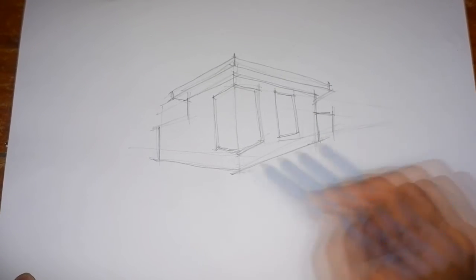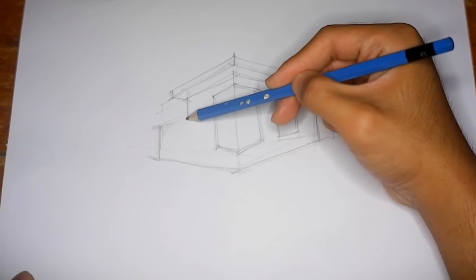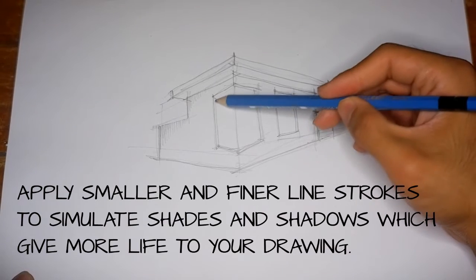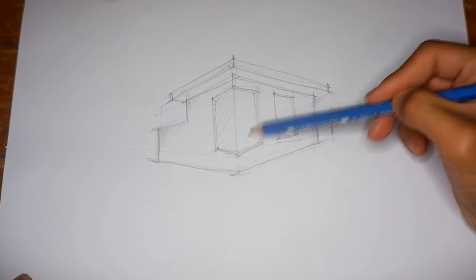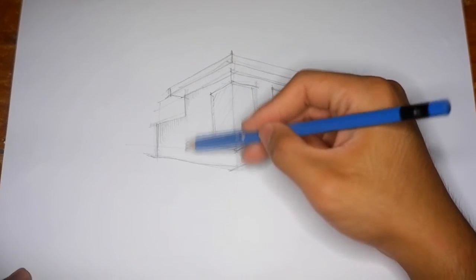order to give emphasis and make the details pop out even more. And now for the edges, apply smaller and finer line strokes to simulate shades and shadows which give a more effective three-dimensional effect, which gives life to your drawing and it makes it more realistic.